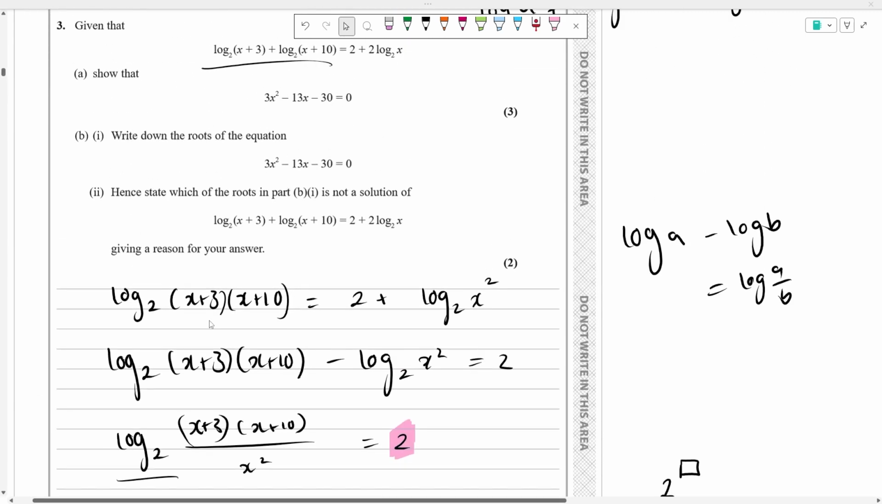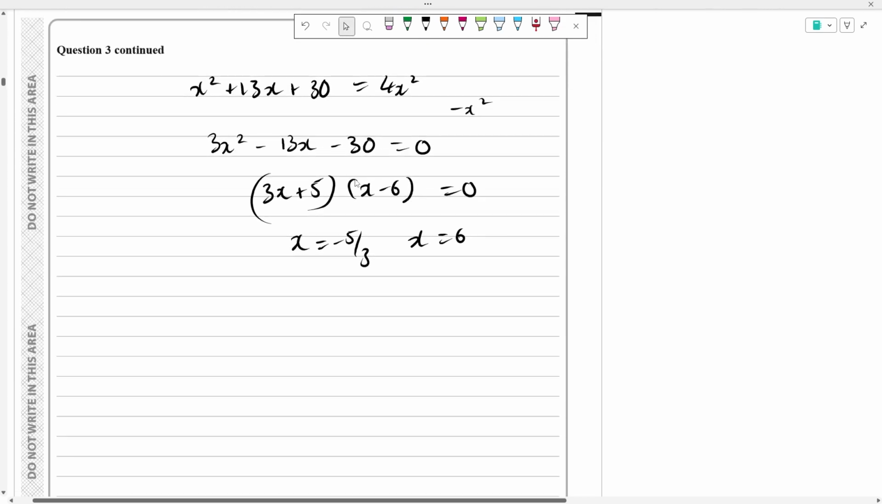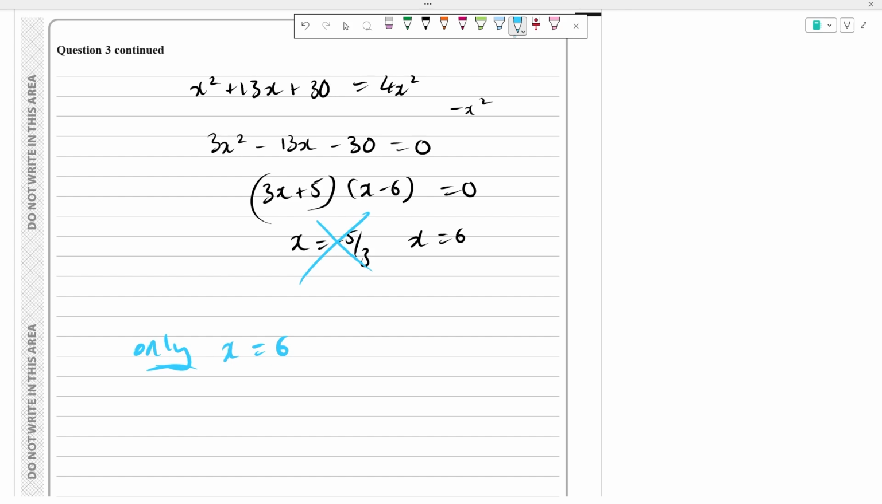Now if we go back to our logs, which log should not be our answer? Well, you can see we have a log x here. And if you're ever unsure, just put both of your answers into the original equation. We cannot have a negative log, so we cannot have this. Therefore, x is only 6, as the log value, or I should say argument, cannot be negative.